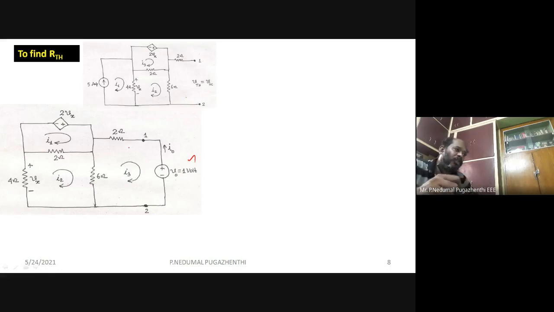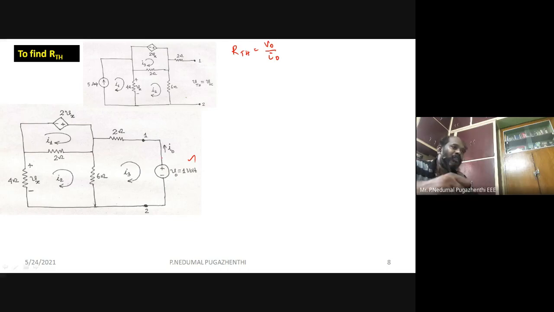So I assume the mesh currents. I have 3 mesh currents here, I1, I2, I3, along with I0. What is my requirement to find R Thevenin? R Thevenin is equal to V0 by I0.